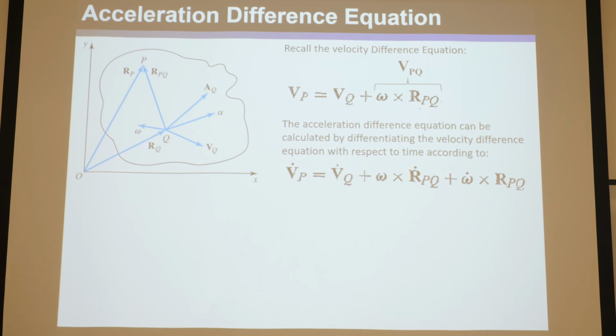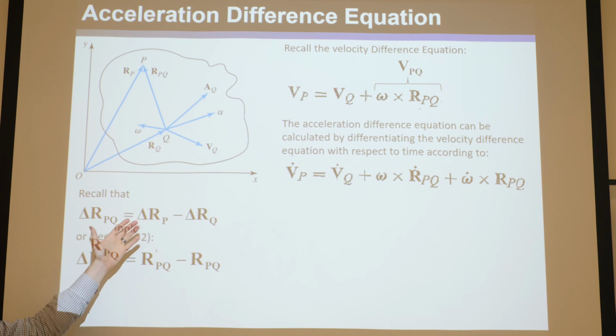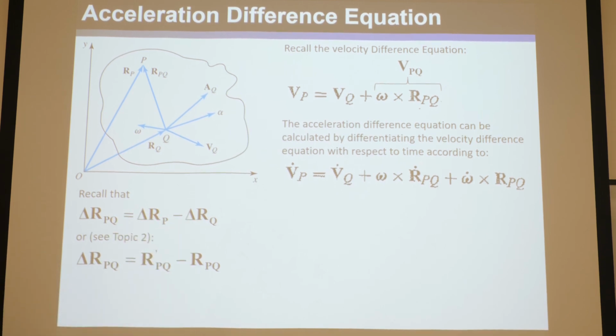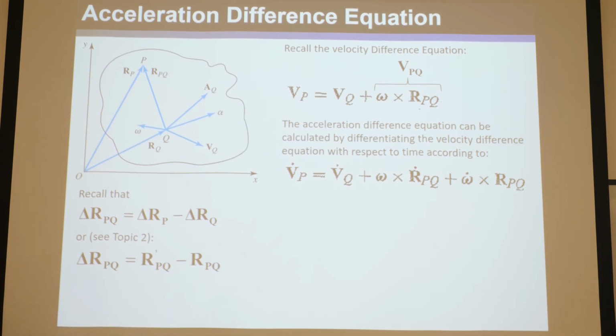Okay, so let's simplify that. First of all, recall that the displacement difference vector is, if you take the displacement of P and the displacement of Q and subtract them, then you get the displacement difference vector, which is how much P would translate caused solely by rotation about Q. And it's also, if you take the position difference vector at delta t later, the prime thing, and subtract it from the initial position difference, we proved that they're the same thing.